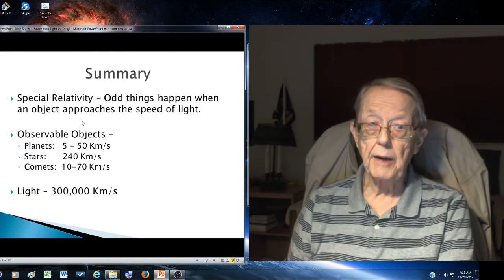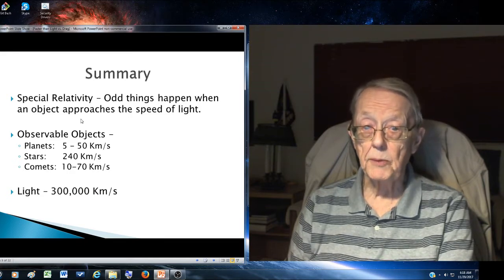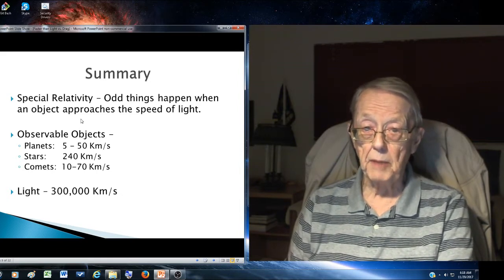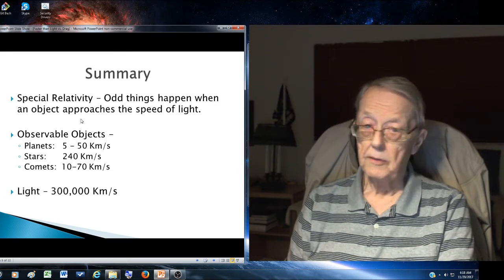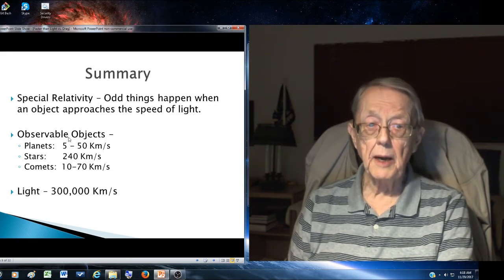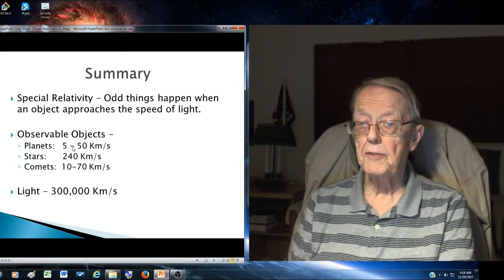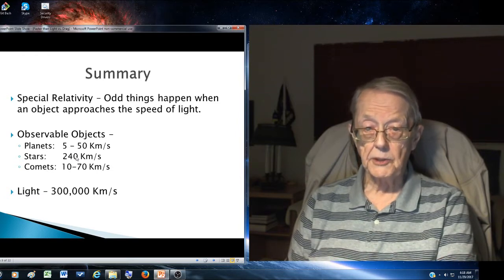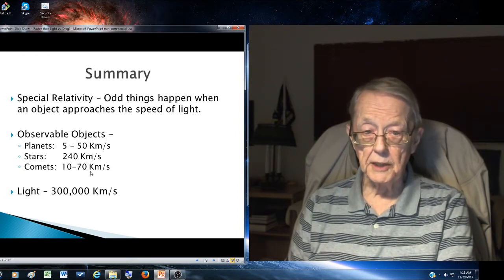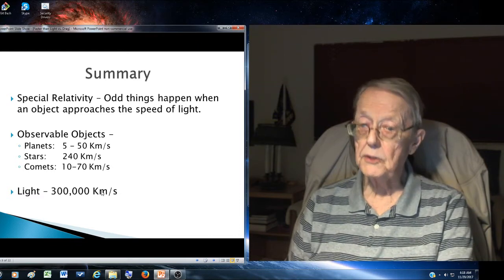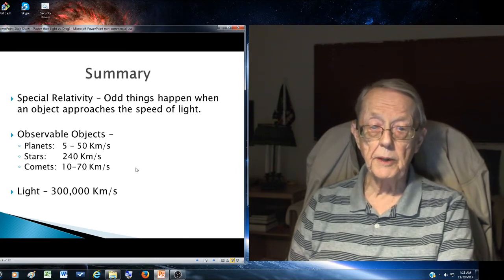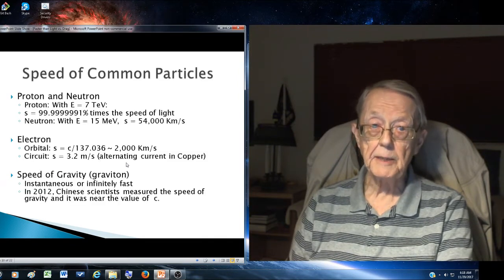So in summary, we have special relativity. Odd things happen when the object approaches the speed of light. Time stops, volume goes to 0, mass goes to infinity, whatever that is. In observable objects that we see, we have anywhere from 5 to 50 kilometers per second for planets, up to like 240 kilometers per second for stars, and comets 10 to 70. But light goes about 300,000 kilometers per second, using similar terms so we can compare the speeds of things that we know about and see.